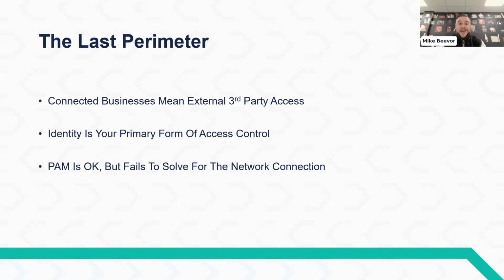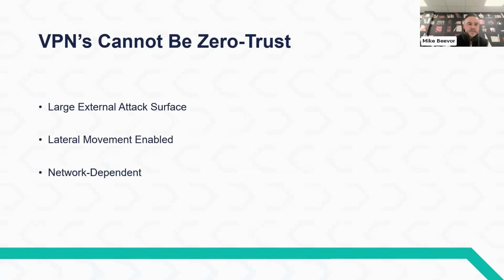Controlling that identity through privileged access management is okay, but it doesn't account for the network connection. The fact that you have a level of exposure out to the internet, where people can scan and find those VPNs, simply doesn't offer the levels of security necessary in today's world. VPNs, I'm terribly sorry to say, cannot be zero trust. Please don't assume that they can.